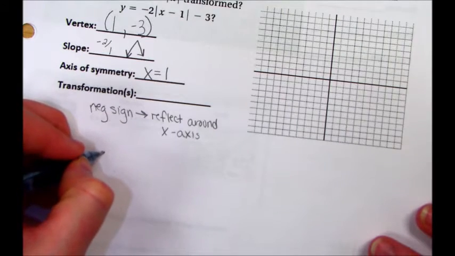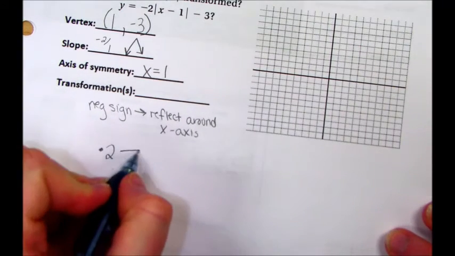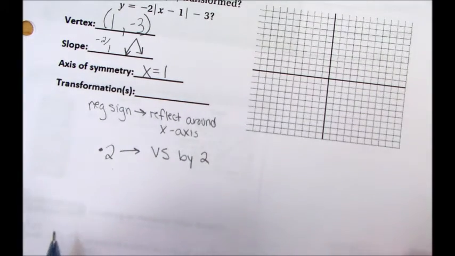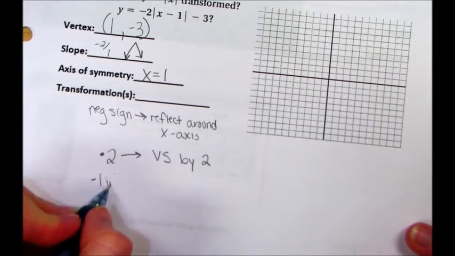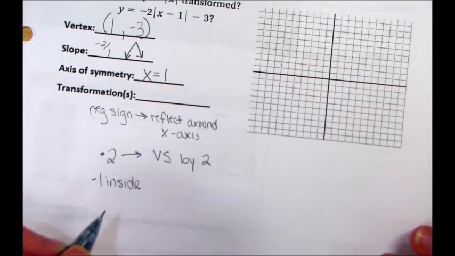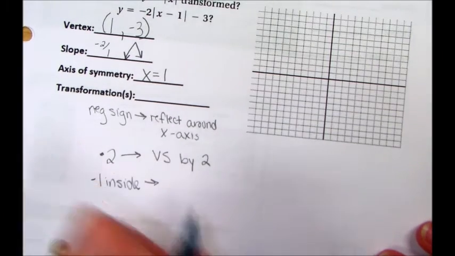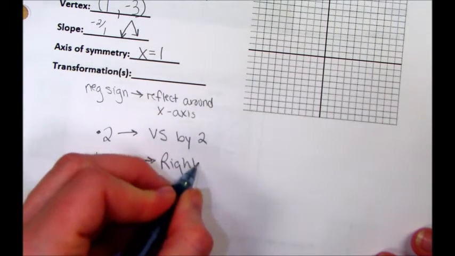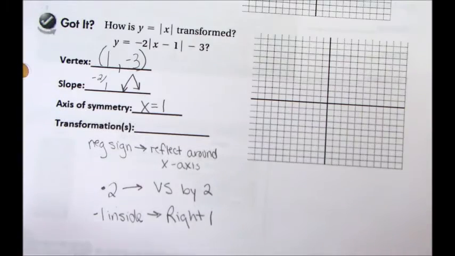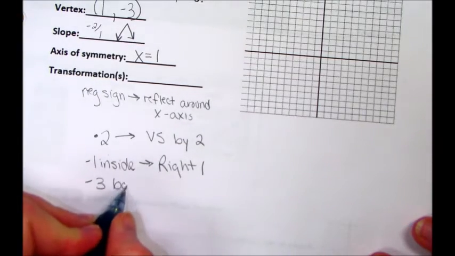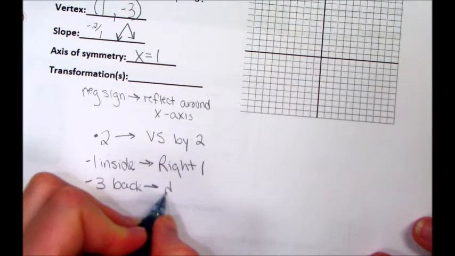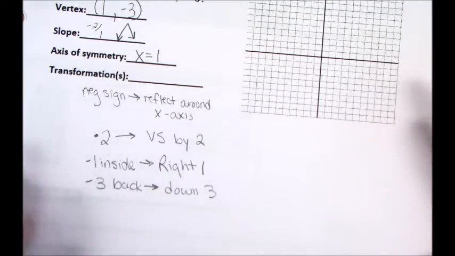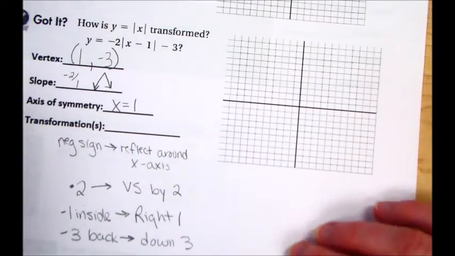Now let's talk about what the ×2 does. The ×2 is bigger than 1, so it's a vertical stretch by 2. The -1 on the inside moves it to, do you remember, right or left? It's opposite of what you might want to say. It moves it to the right 1 unit. And what else we got? -3 in the back. That moves it down 3 units. Hopefully you understood yesterday's lesson and all that just got put together for you.